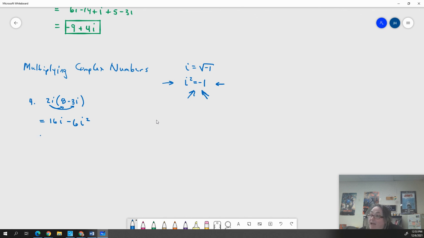So I have to adjust that. I have to go 16i minus 6 times negative 1. And what you'll come to notice is anytime I have an i squared, all that serves to do is change this sign. Because if we go, well, I have 16i, minus 6 times minus 1 is just plus 6. Oh, I forgot the i there. I cannot leave it in this form. I do have to write that as 6 plus 16i.